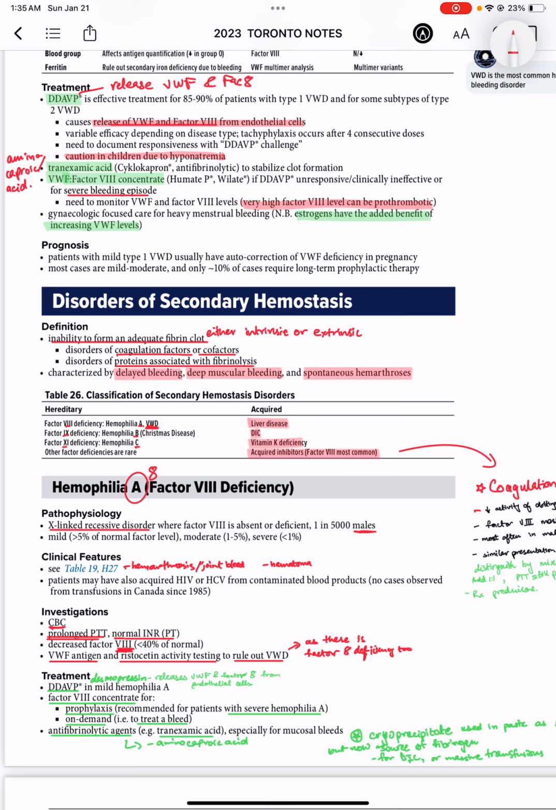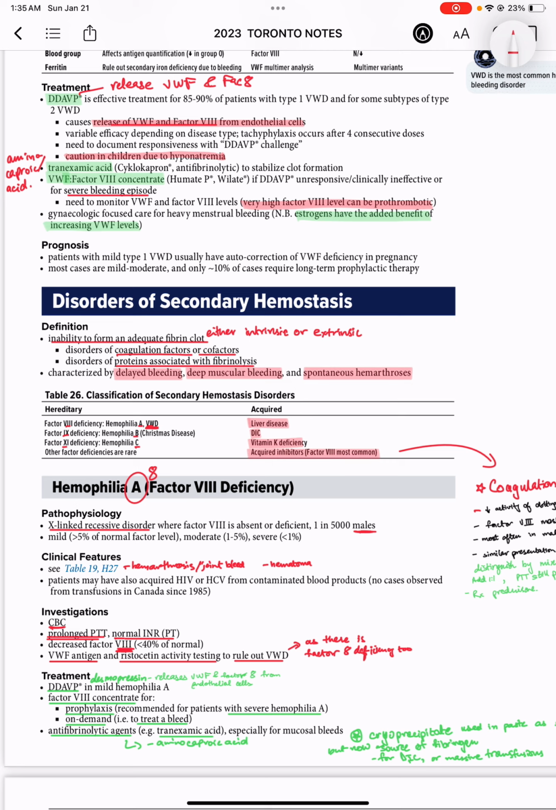Just like in primary hemostasis, we said there would be some superficial bleeding going on, in secondary hemostasis there would be delayed bleeding. It wouldn't be immediate, but there would be deep muscular bleeding and spontaneous hemarthrosis or hematoma formation. So we can now classify the secondary hemostasis disorders.